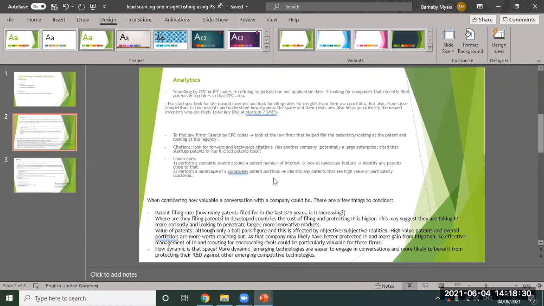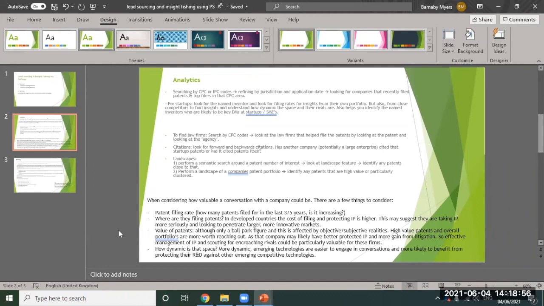Patented over the last 3 to 5 years, maybe IP just isn't part of their strategy anymore. Maybe, but the flip side is that maybe they are using trade secrets and they just don't want to reveal their IP. It's a little bit risky though. Where are they filing patents? So in developed countries, it's more expensive to file patents. So for Germany, to protect your R&D is going to cost more than in India, for instance.